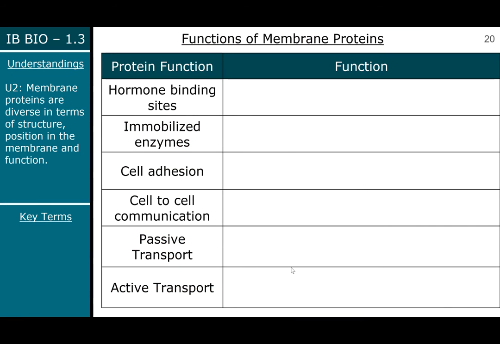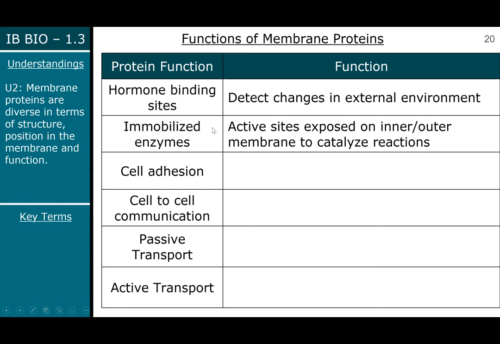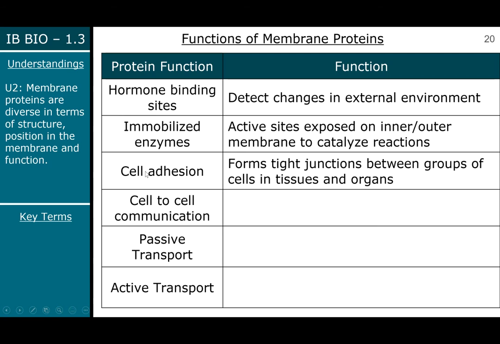Okay, so for review, for understanding number 2, membrane proteins are diverse in terms of structure, position in the membrane, and function, right? So, protein functions. Hormone binding sites, what are they? They detect changes in the external environment sent by hormones, right? Immobilized enzymes have their active sites exposed on the inside or the outside of the membrane in order to catalyze reactions. You have cell adhesion, which allows cells to form tight junctions and stick together.